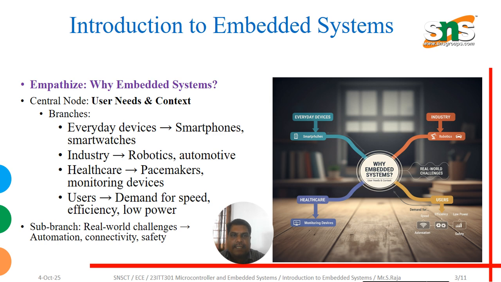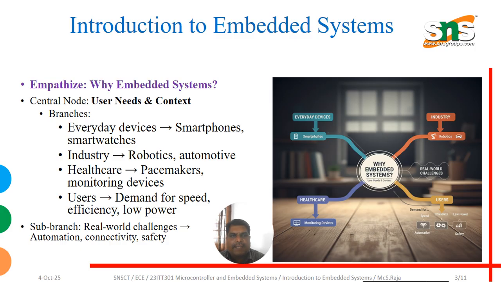Now the first and very important phase is empathize, that is, why we need embedded systems. In everyday devices, we use smartwatches, smartphones, washing machines, microwave ovens for cooking our products, or sometimes a toast maker. These all are programmable. Then where does the program come from, and how do we link hardware with software?